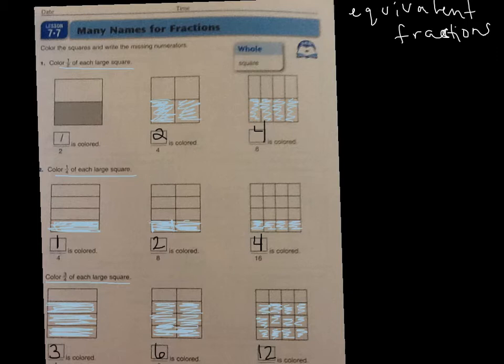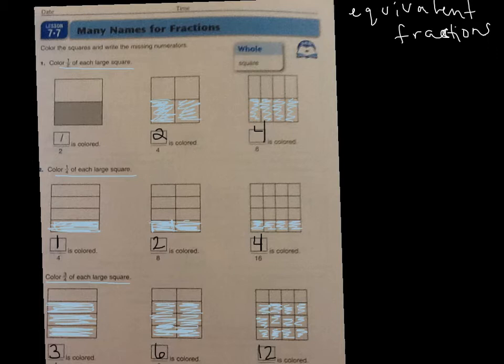Maybe you also noticed that whenever the total number of equal parts is doubled, so here we went from 2 to 4, the number of colored parts is also doubled. But the fractional part represented by the colored parts doesn't change. It still covers the same amount of space. Today we're going to work on finding a rule to find equivalent fractions.